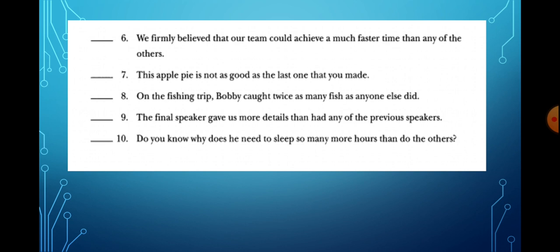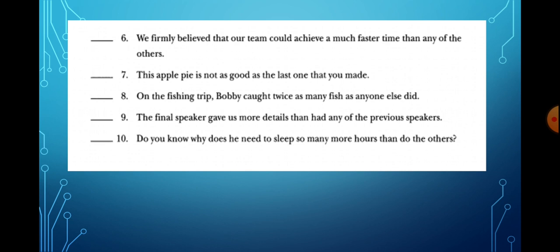So the verb used in the comparison is incorrect. So we have incorrect verb use in the comparison. It should be more details than did any of the previous speakers, because we already said that in comparison we should keep the same structure in the helping verb used after the comparison word than. So number 9 is incorrect because there's a wrong verb use.